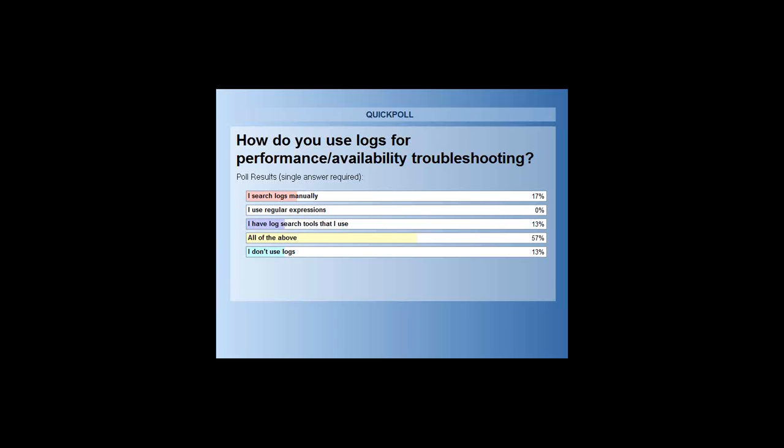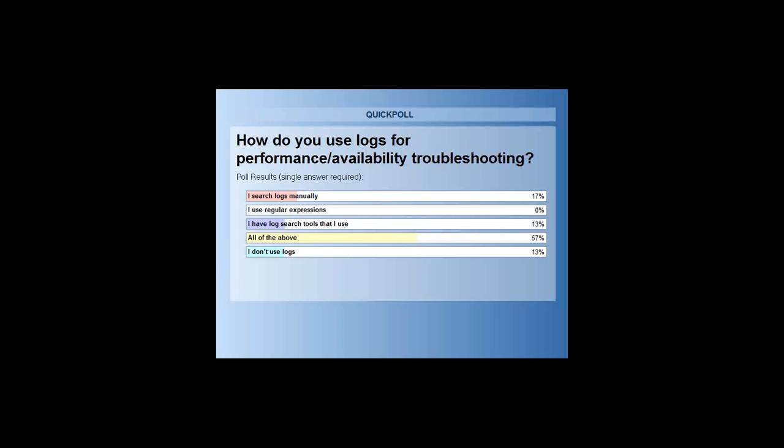We have all of the above at 57%. That certainly is the highest percentage of the 5. And in second place is I search logs manually at 17%. Third place is I have log search tools that I use, and I use regular expressions, got a big 0, and don't use logs at 13%.